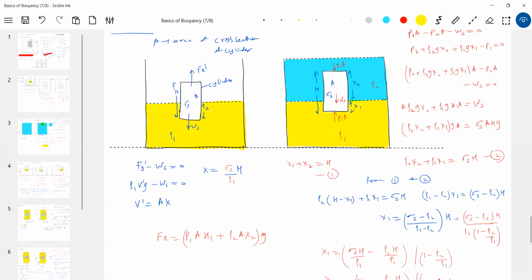A few definitions I wanted to clear. So what is a buoyant force? Density of first liquid, volume immersed in the first liquid, into g, plus density of second liquid, volume immersed in the second liquid, into g. That's what it says. Now, what is the net force exerted by the upper liquid on the solid? It will be downward. So this is not a buoyant force. P2A is not a buoyant force. P1A minus P2A is what? Buoyant force.